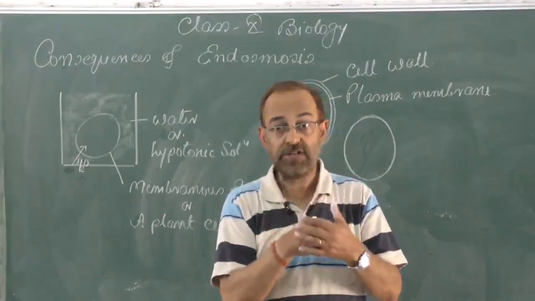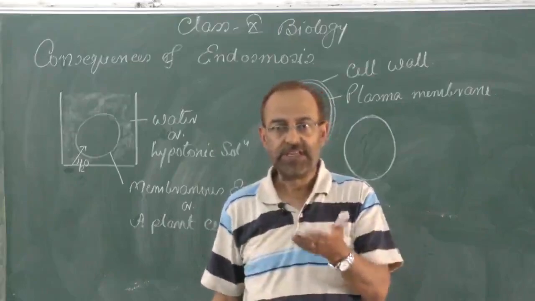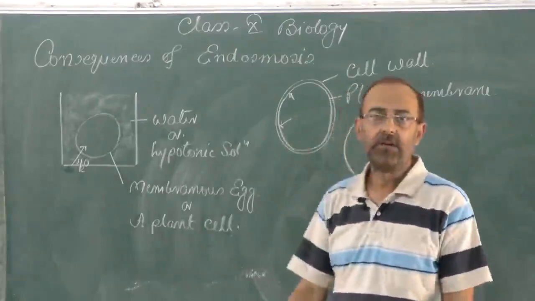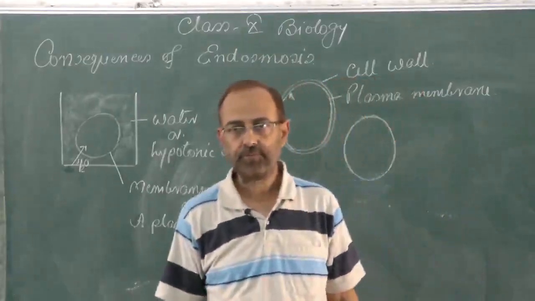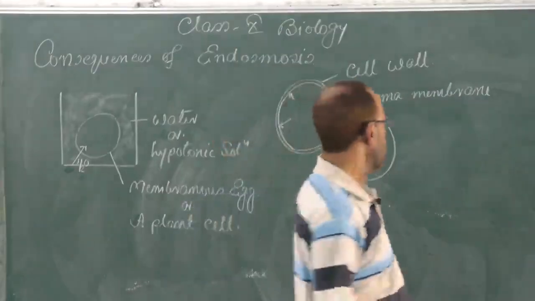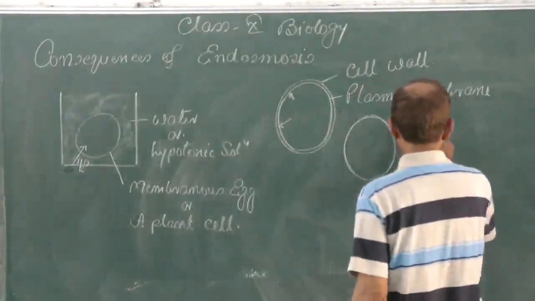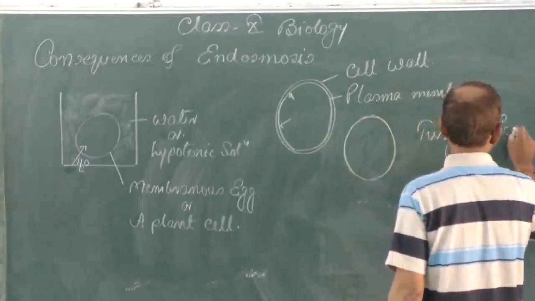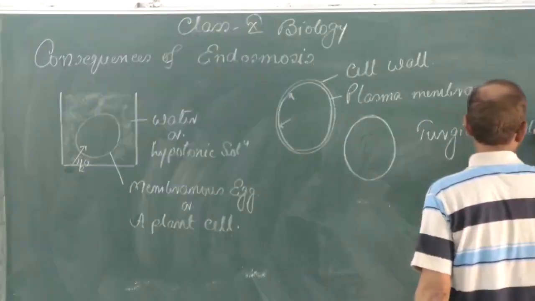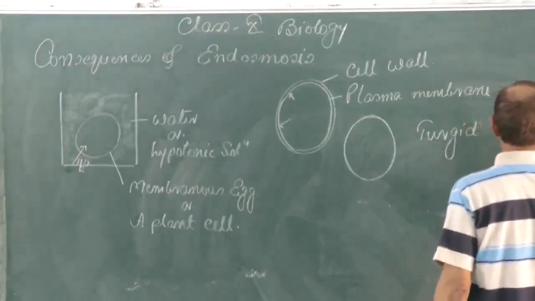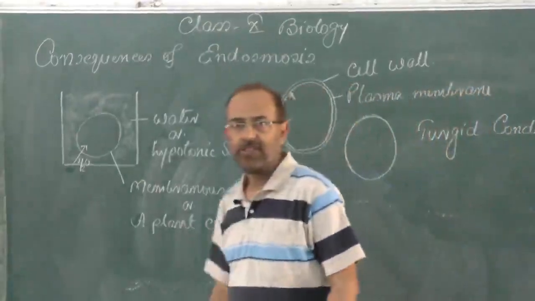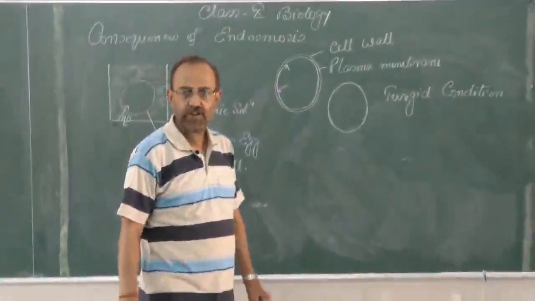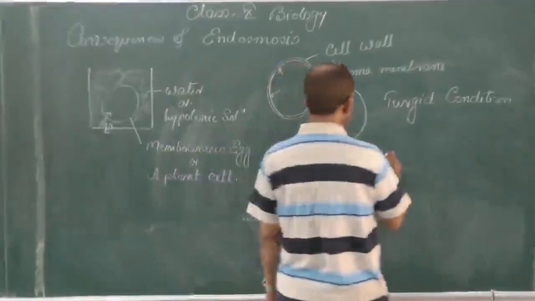And under this situation, if you observe the cell under microscope, you will find no gap between the cell wall and the plasma membrane. Clear? This condition of the cell is known as a turgid condition, and the phenomenon is called turgidity.